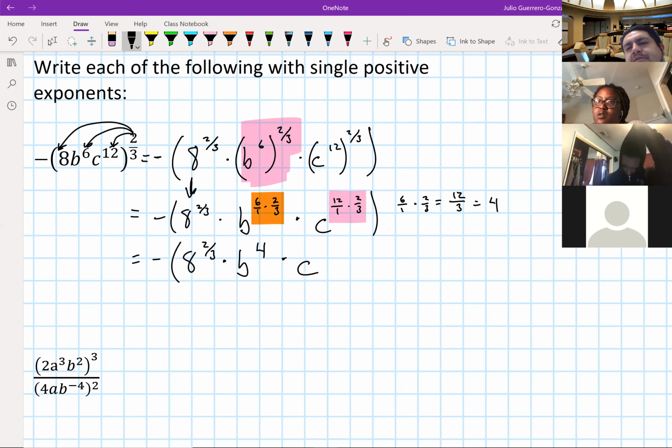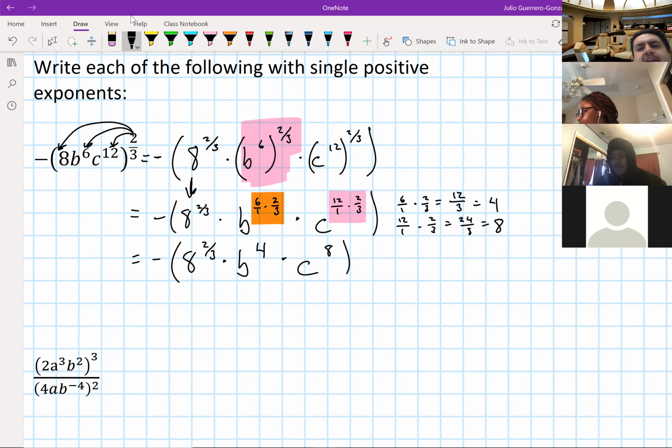So 12/1 times 2/3 is 24/3, which is my 8. Got it? It's not that bad. It's a little confusing at first, but once you do the math, it makes sense.